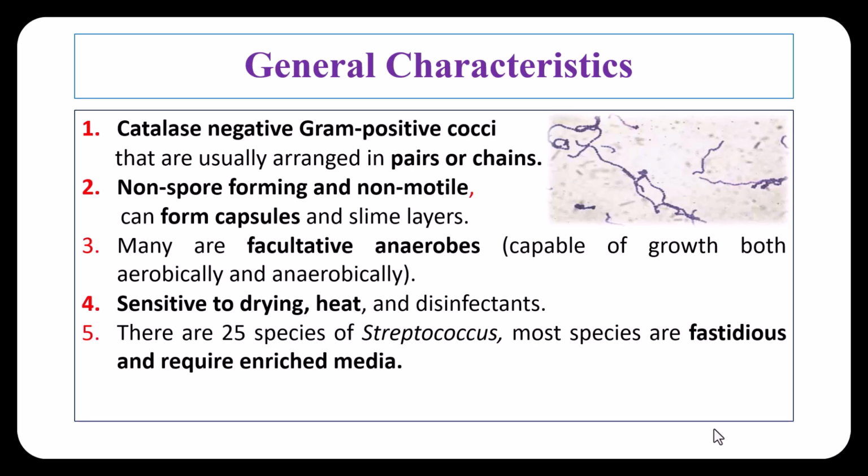Non-spore forming bacteria, non-motile, and they produce a capsule, which increases the virulence. Many strains have a capsule, such as Streptococcus pneumoniae, whose capsule helps to avoid phagocytosis. Facultative anaerobic means it can grow in both the presence or absence of oxygen, and it's sensitive to dryness and heat. It means they don't survive long outside the body, and many are fastidious. It means they require enriched media in the lab, like blood agar.